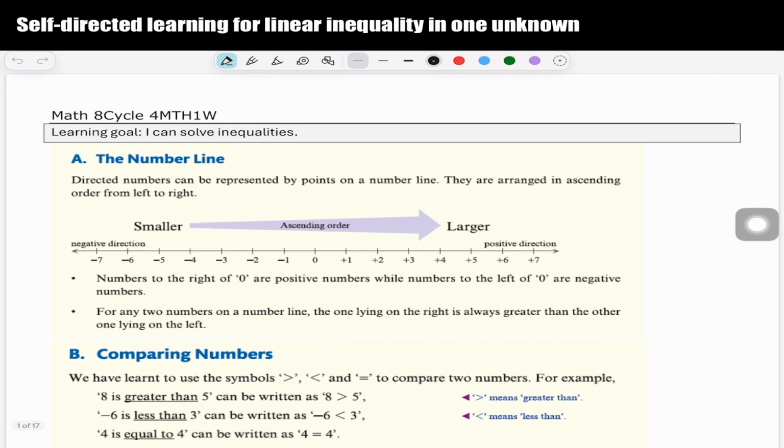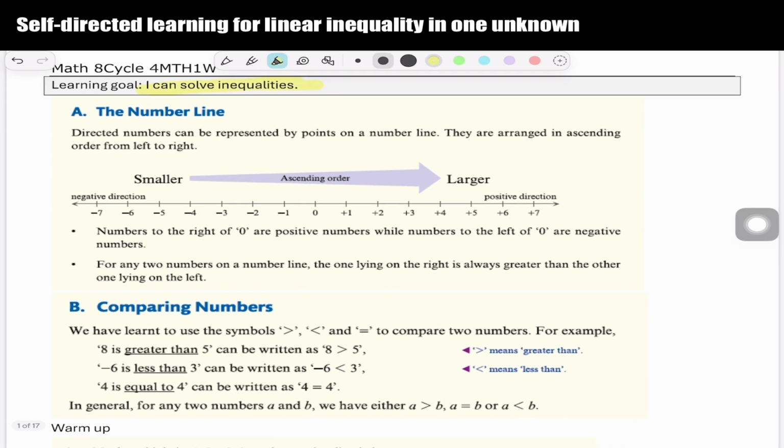So in this video, I would like to go through this, and you're going to learn how to solve inequalities. To begin with, you need to know about the idea of the number line. What is the meaning of the number line?